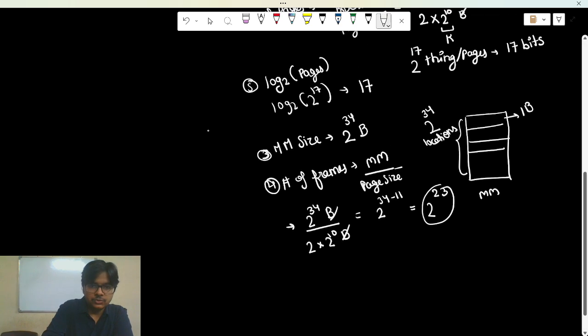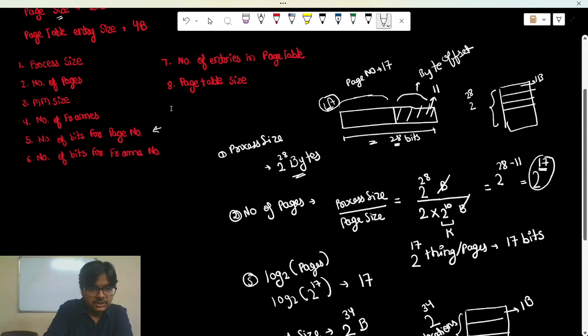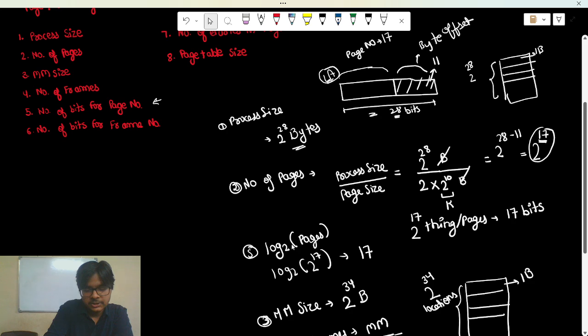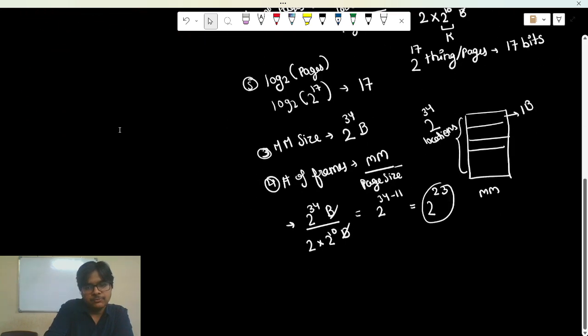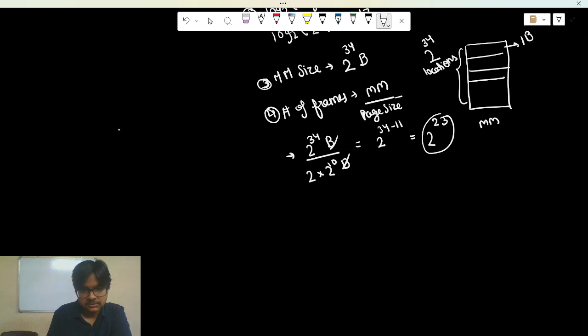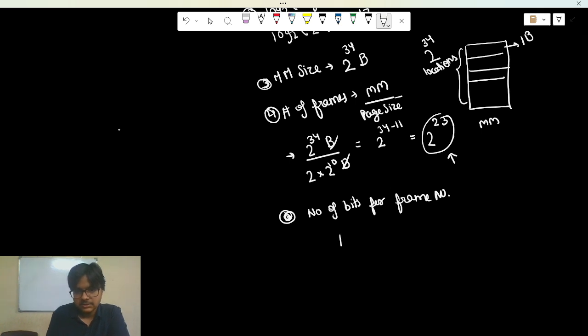Okay, so the fifth part we have already done. Number of bits required for page number, log base 2 of number of pages, it will give you 17 bits. And similarly for frame number you can find out. So this is your sixth part, number of bits for frame number. As you can see, how many frames do you have? The log base 2 of number of frames, 2 raised to the power 23, will give you 23 bits.